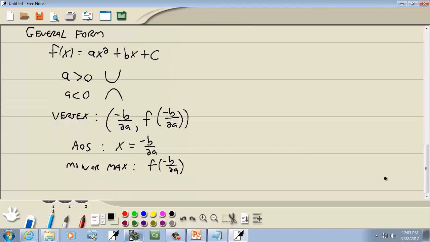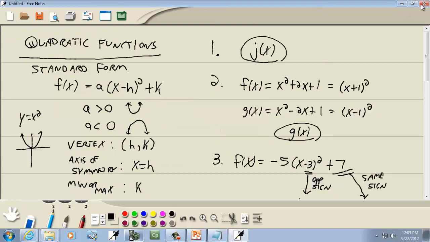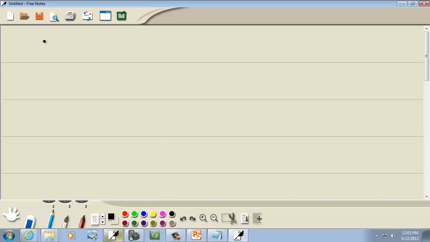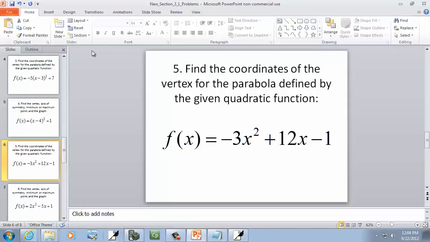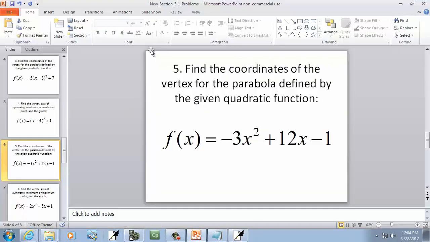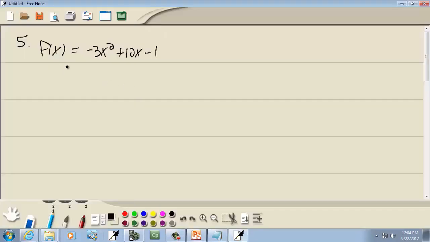Now let's look at, I'm going to create a new page here, but let's look at a problem dealing with that. We've got f of x is equal to negative 3x squared plus 12x minus 1. Now the instructions say find the coordinates of the vertex. Well, this isn't in standard form, so we have to use our vertex formula.